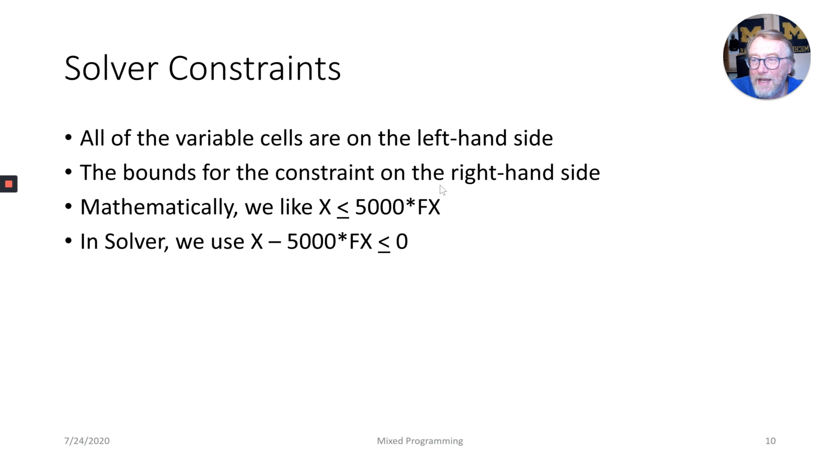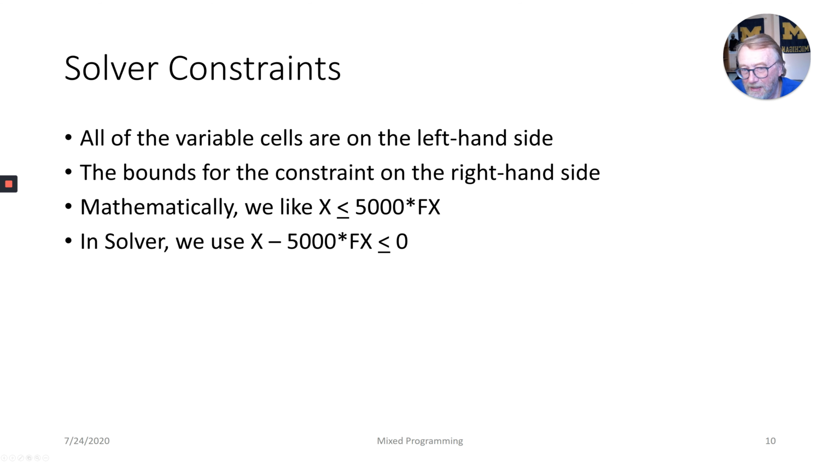In Solver, we have to have all the constants on the right-hand side. So we can't have a variable on the right-hand side. We've got to get all the variables on the left-hand side. And so we just subtracted it off. In Solver, we write x minus 5,000 f of x is less than or equal to 0. Okay, so that's the way we have to put it in Solver, which is kind of funky. It makes it look kind of strange, but that's just the way it is.